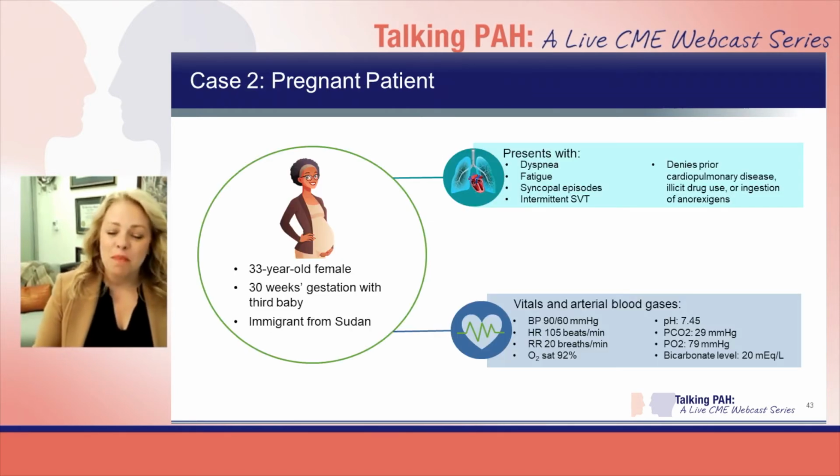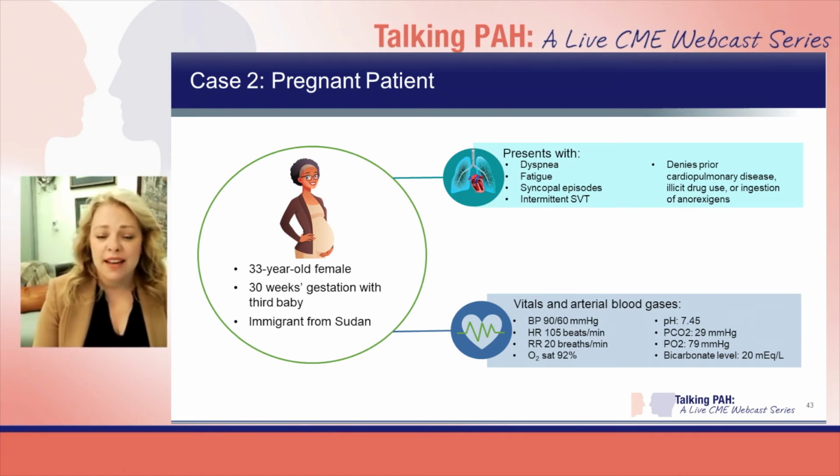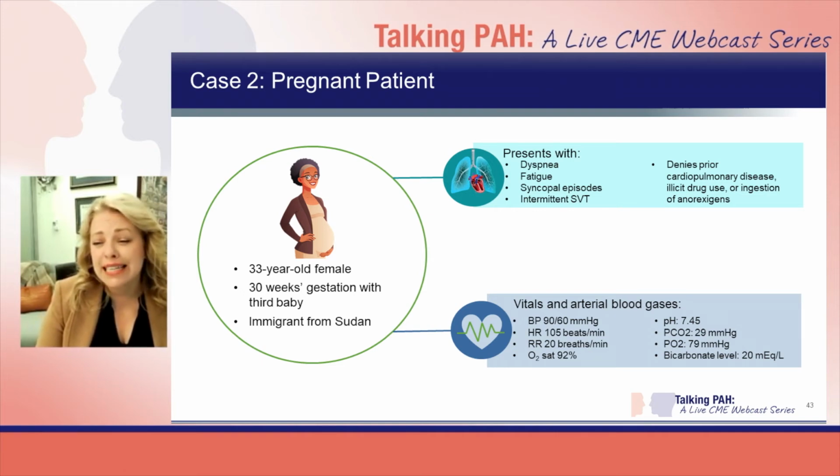So I'm going to present to you a patient who came to me at our hospital. This is a real case. She's a 33-year-old female. At the time of presentation, she was 30 weeks pregnant with her third child. She's an immigrant from Sudan and had not been to medical care with us before. She came in with complaints of shortness of breath, fatigue, and she'd been syncopal at home. She was also having intermittent episodes of SVT that were picked up in our OBGYN clinic. She denied any history of cardiopulmonary disease, said she was able to carry her other two pregnancies without problem.